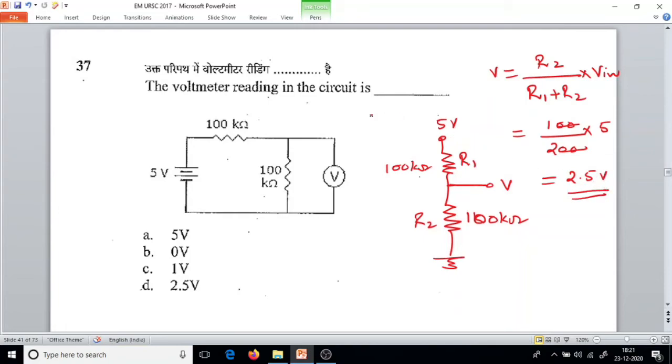Whenever the voltage divider has the same value resistance, then the voltage divides equally at the midpoint. That is, 2.5 volt is the answer.